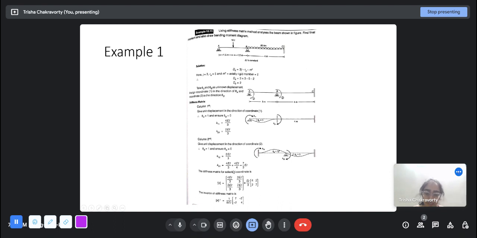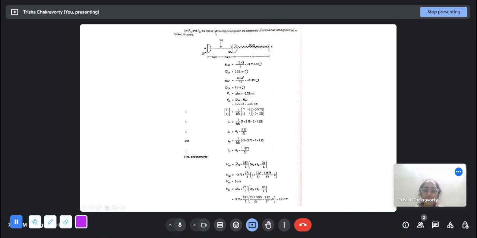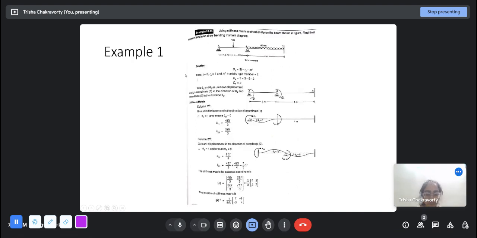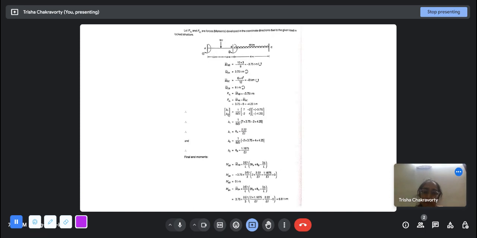And the stiffness matrix for the selected coordinates, that is theta A as 1 and theta B as 2, is K11, K12, K21, K22. So this is the matrix we get. Now we take the inverse of the matrix, and then what we have to do is develop the force vector. The displacement vector is unknown, the stiffness matrix is known, and the force vector also has to be known.